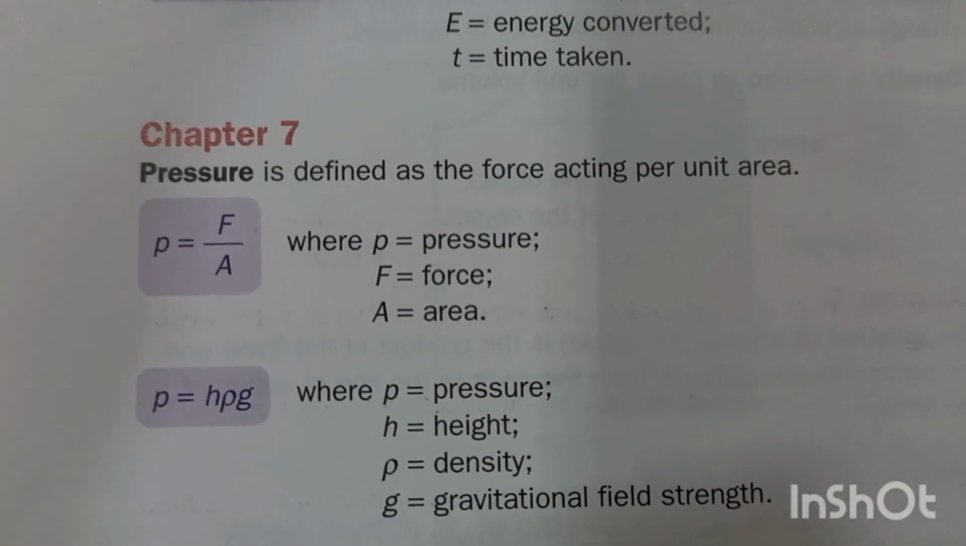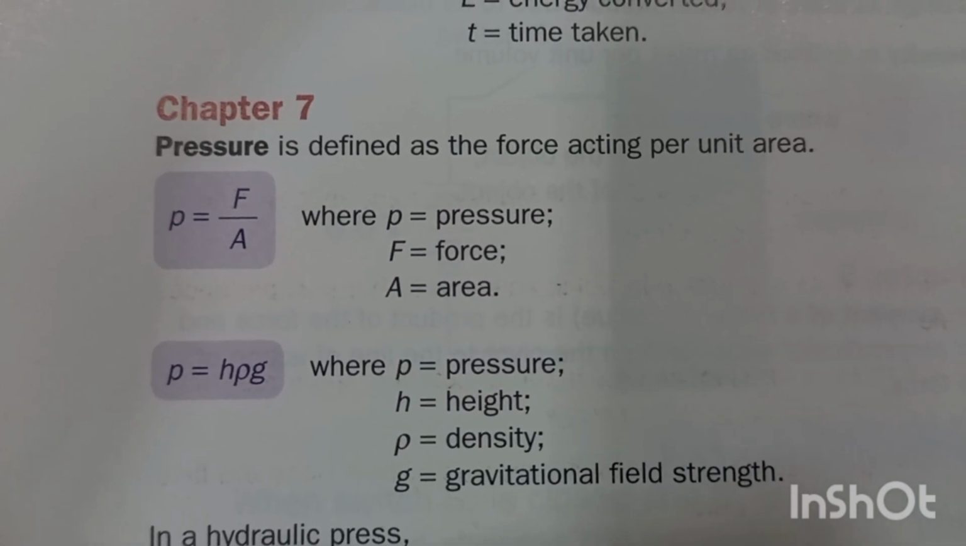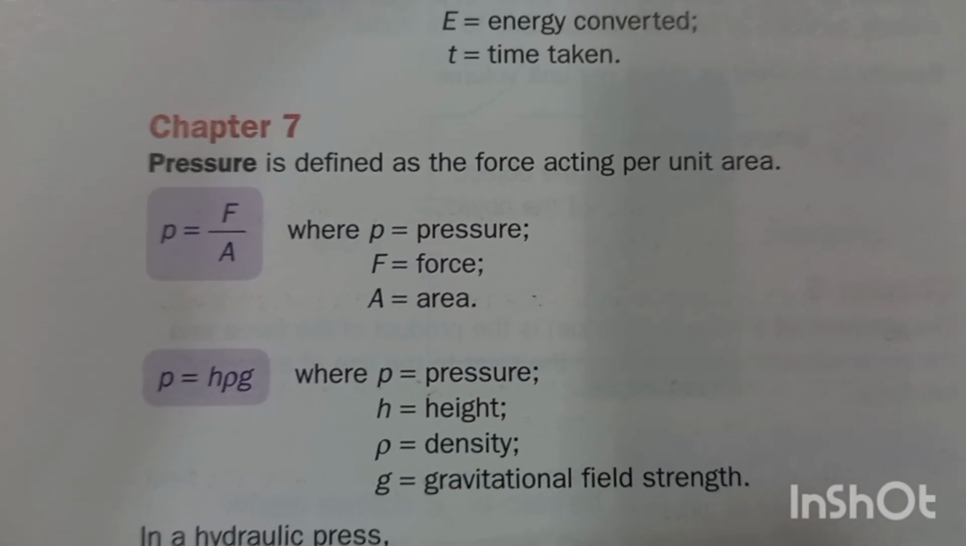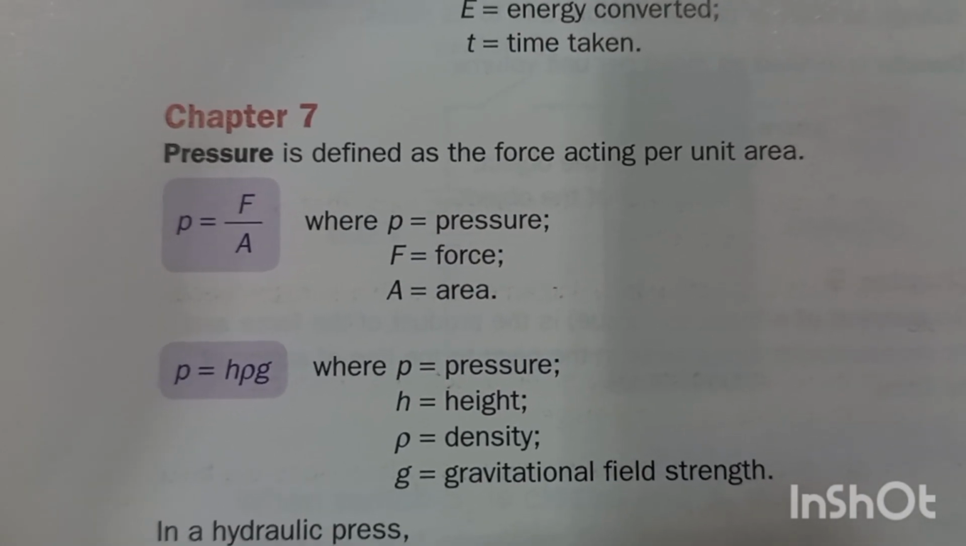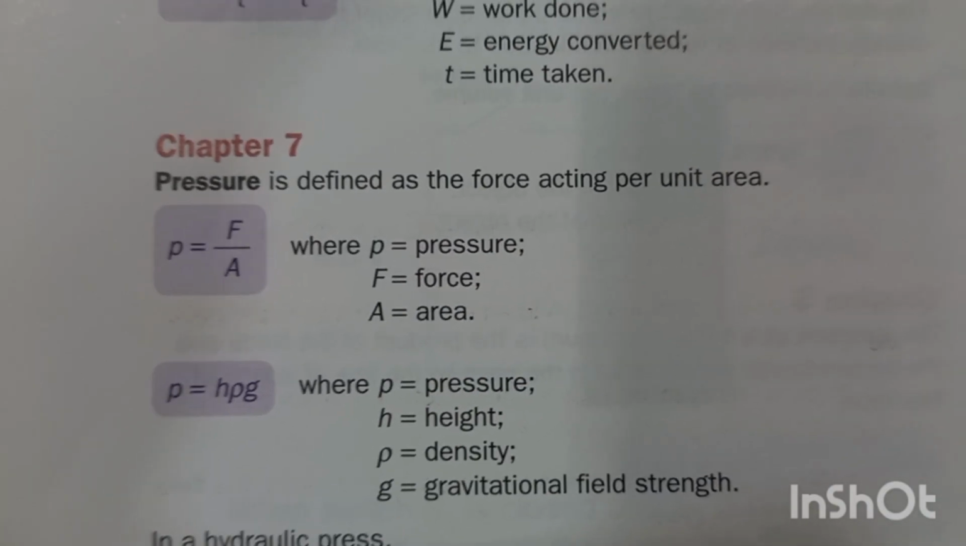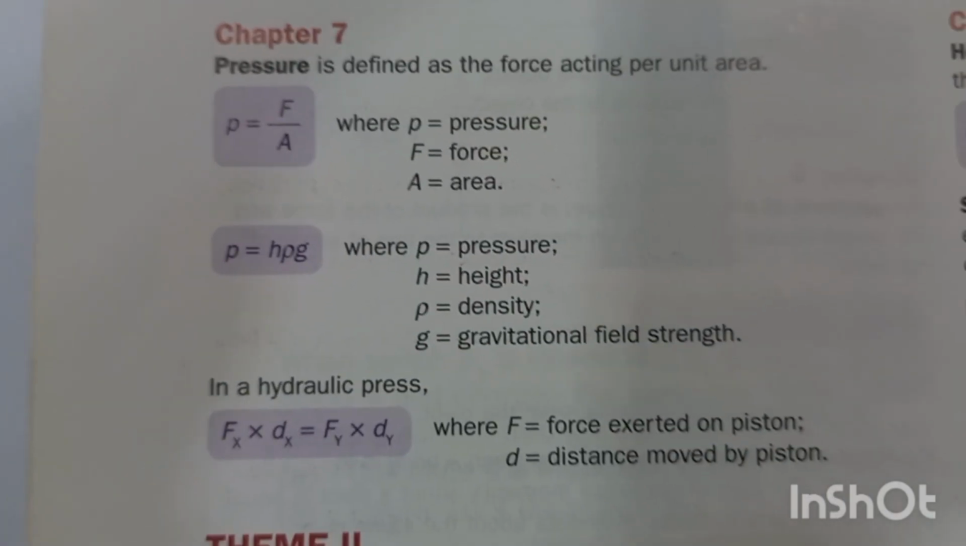Chapter number 7. Pressure is defined as the force acting per unit area. P = F/A, where P is the pressure, F is the force, and A is the area.